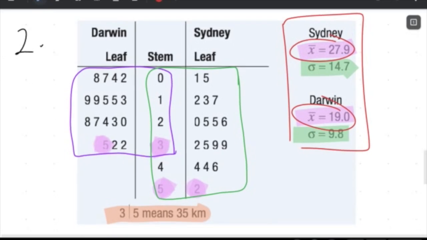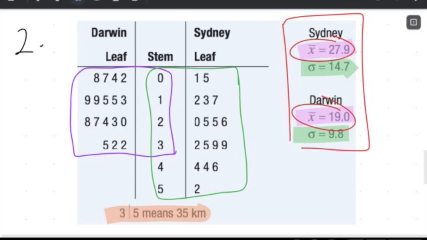You can see where I've drawn this green box for the Sydney data. You can pretty clearly see that we have a much bigger spread, and the data is quite vast compared to the Darwin data. So not only is the mean going to get bigger, the standard deviation is also going to get bigger because the data is spread out. It's not as packed in as the data from Darwin.